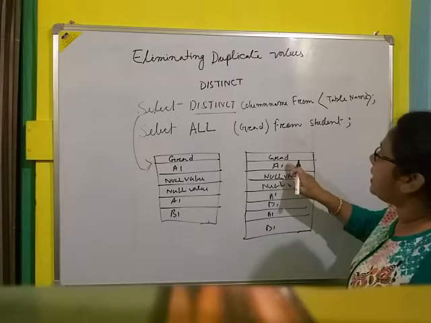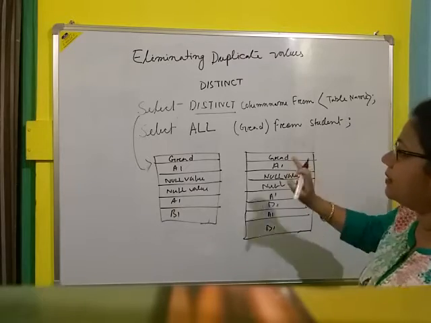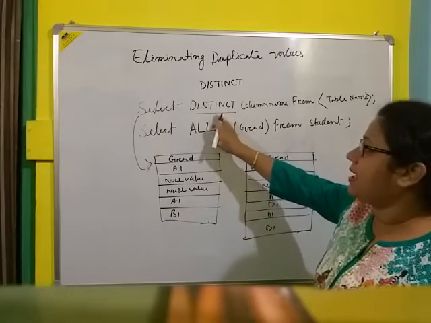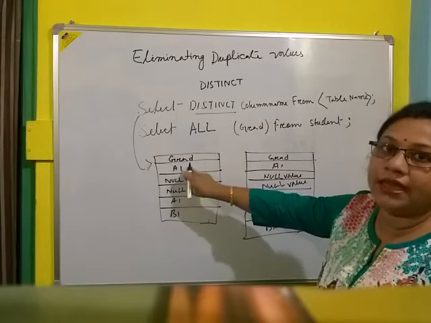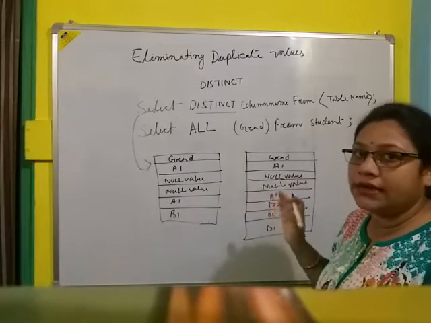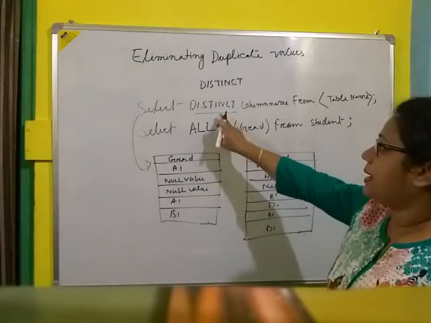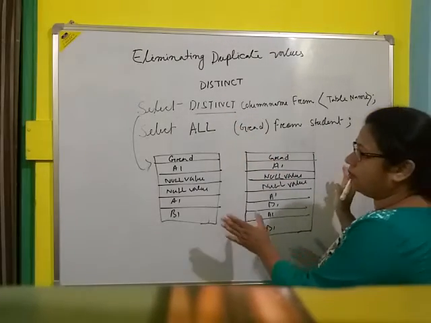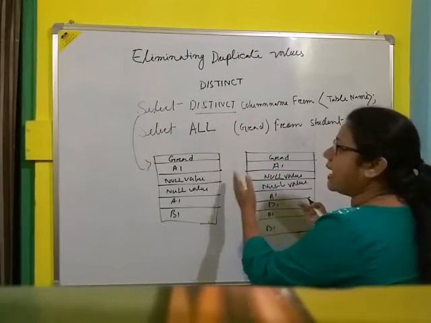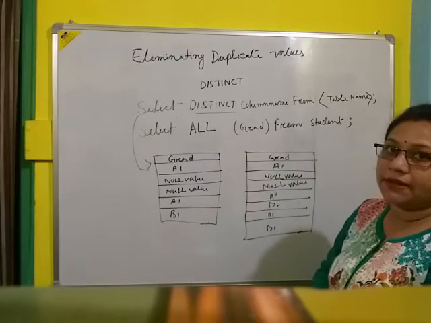Okay. So look at here, I have 3 grades belonging to A1. But if you write the distinct command, it will display only one A1 grade. It will delete all the duplicate values from the column by using distinct. So this is the difference between using the distinct and all command in the SQL statement.